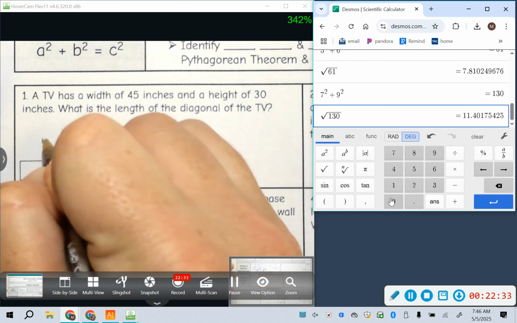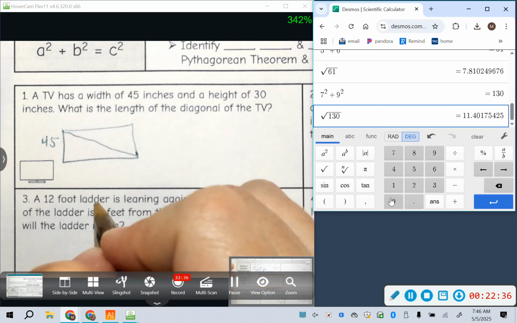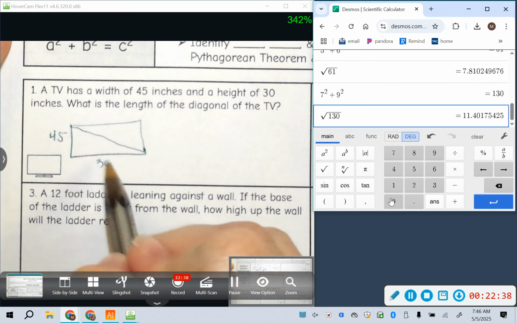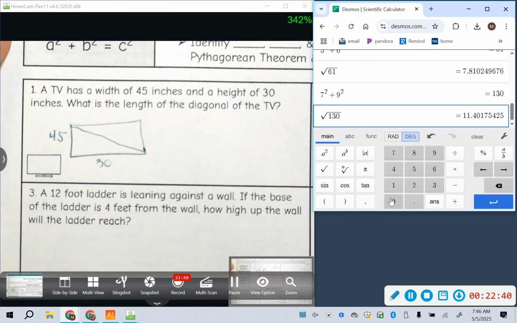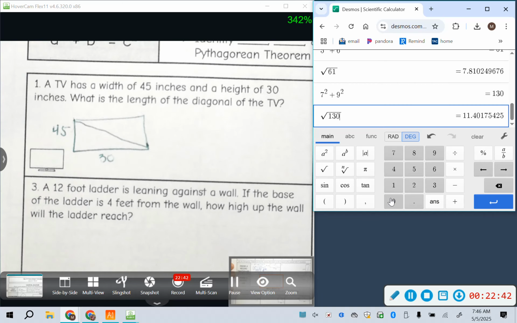Okay, so 45, 30, I know. I'm just showing you. So then would we square, not equals the diagonal? So tomorrow, is that pretty much the same thing?